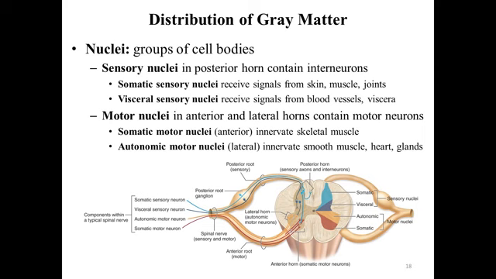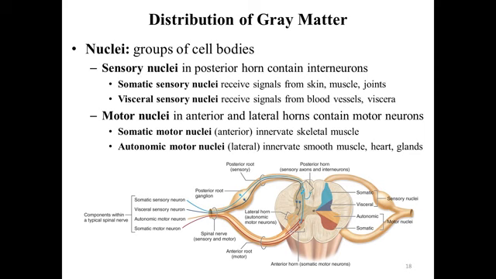The gray matter in the spinal cord also contains nuclei, that is, groups of cell bodies. The sensory nuclei are located in the posterior horn and contain interneuron cell bodies. The somatic sensory nuclei receive signals from the soma, that is, the skin, muscles, and joints. The visceral sensory nuclei receive signals from the viscera and blood vessels. Viscera are the internal organs of the body.